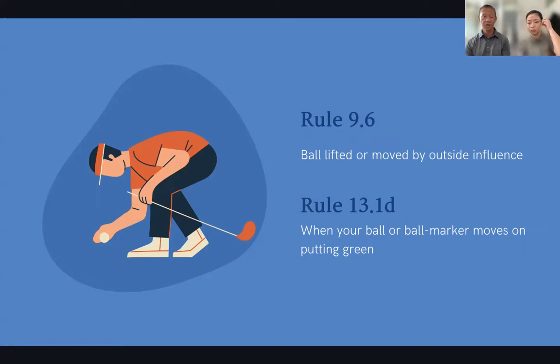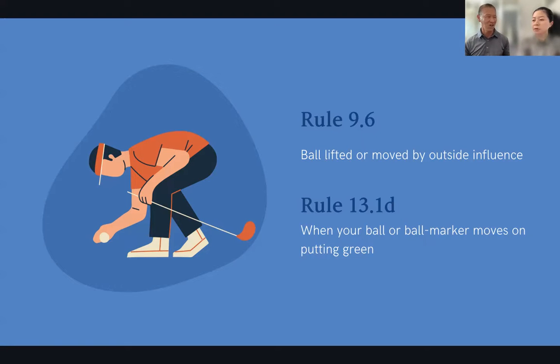Outside influence could be an animal, your playing partner, your caddy, or even the golf cart, the buggy. Anything you hit that is man-made, or animals, are all outside influence, except some things are loose impediments, for example a leaf, grass, soil. Those are loose impediments. So there are differences between outside influence and loose impediment.